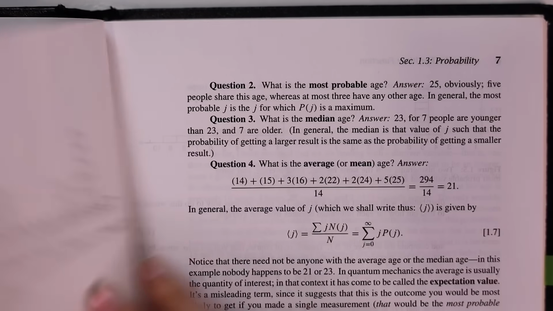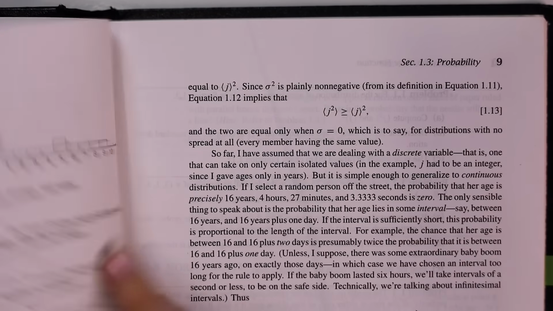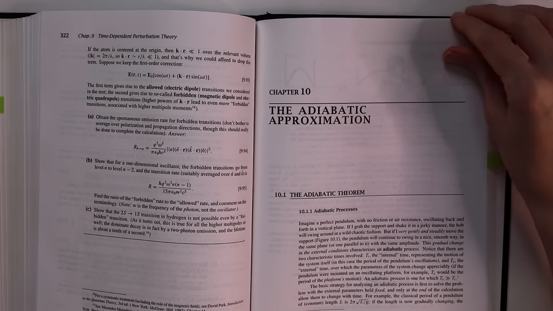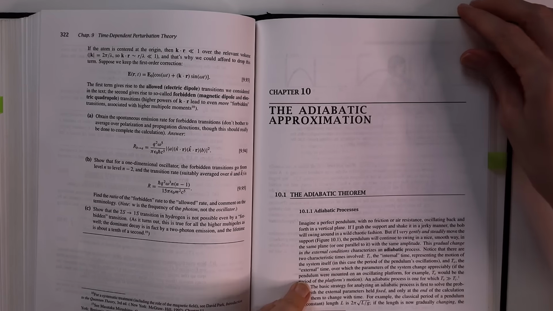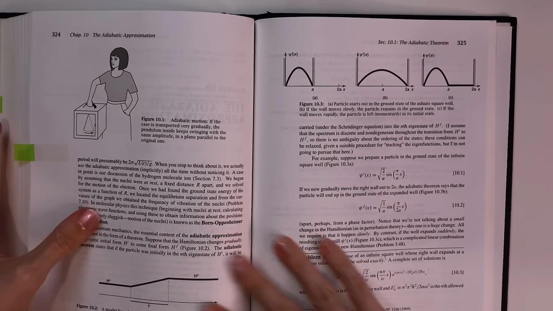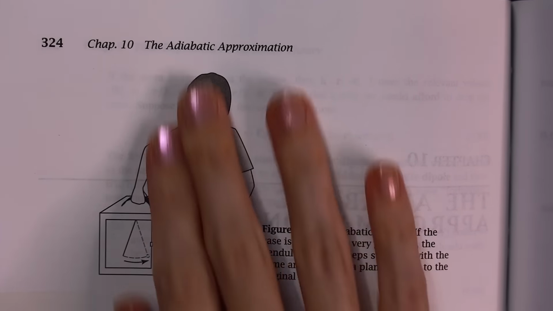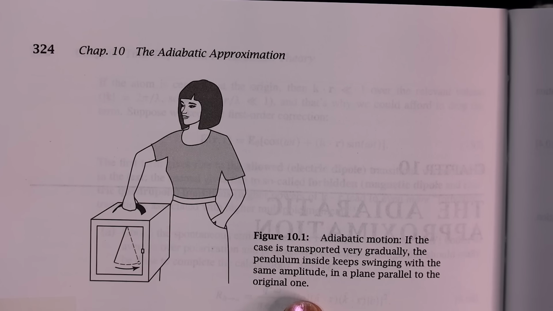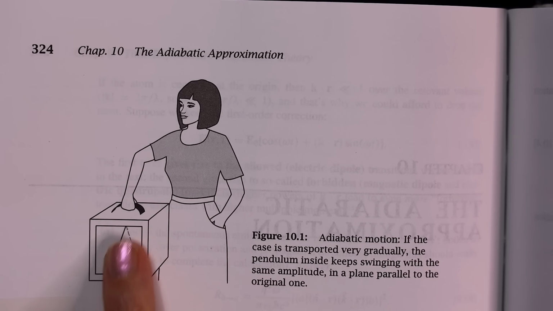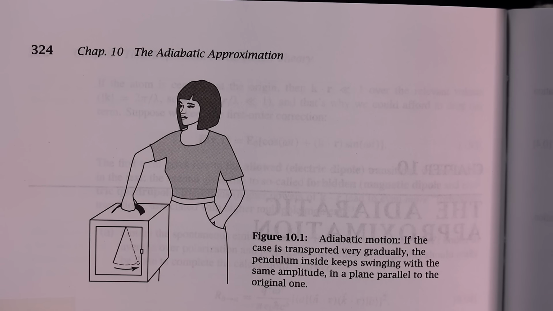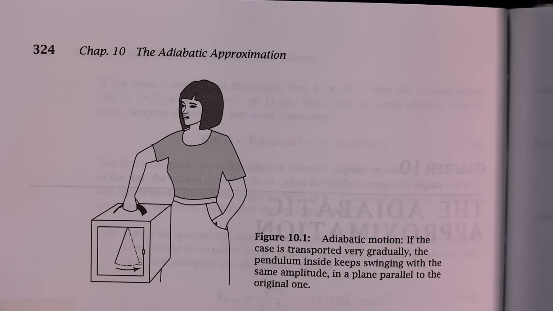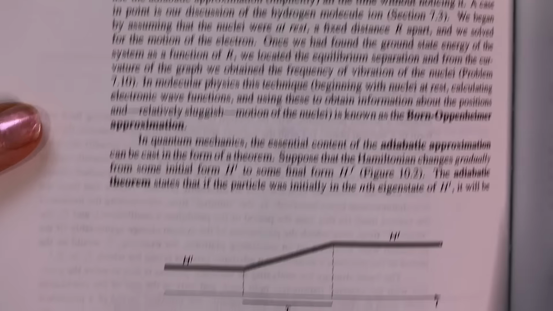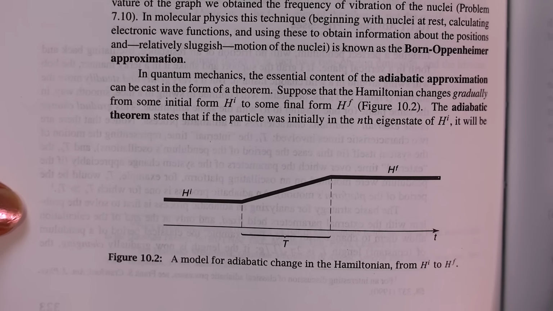This book is mostly math and not a lot of illustrations, but here's one in chapter 10 on the adiabatic approximation. It shows a lady carrying a pendulum in a box. It says, if the case is transported very gradually, the pendulum inside keeps swinging with the same amplitude in a plane parallel to the original one. This is relevant to quantum mechanics because if you change a quantum system slowly enough, then it can stay in the same quantum state as it evolves.